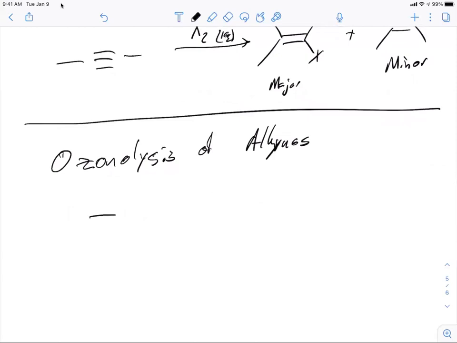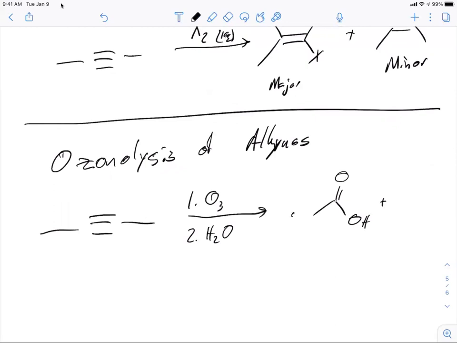Here's another one where we're not going to look at the mechanisms. It's a little better understood than the other one, but it's still pretty complex, and there's a couple of deviations in it. Here, what we end up with is going from the alkyne to carboxylic acids. The big difference is here from the ozonolysis of alkenes.